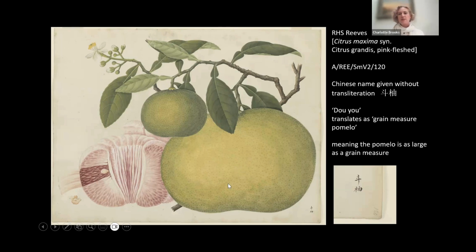So the translation for this particular variety is the Dou Yu. Forgive me if I've got that incorrectly, but it translates as a grain measure pomelo, so referencing the fact that it's as large and as heavy as a measure of grain. So a cultural reference here in the plant name. The Latin name, the current Latin name is Citrus maxima, synonyms being Citrus grandis. So both refer to the size and the weight, but obviously we lose something about the cultural reference there in the current Latin name.